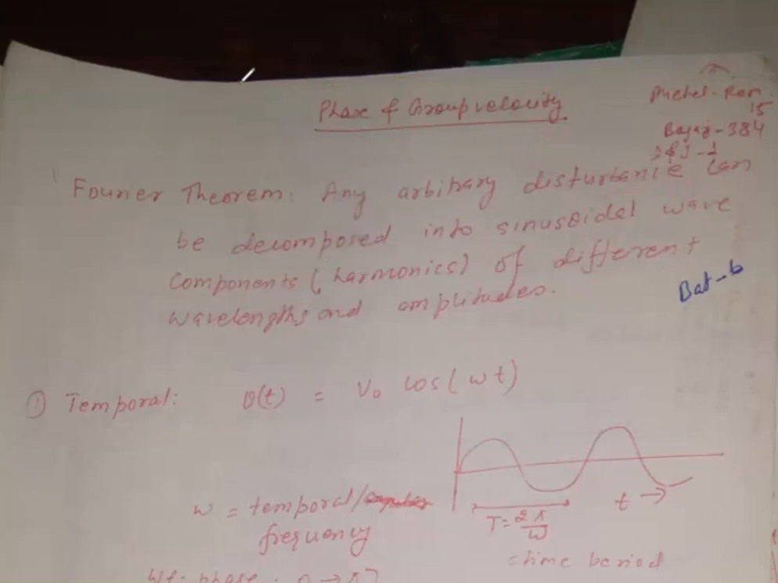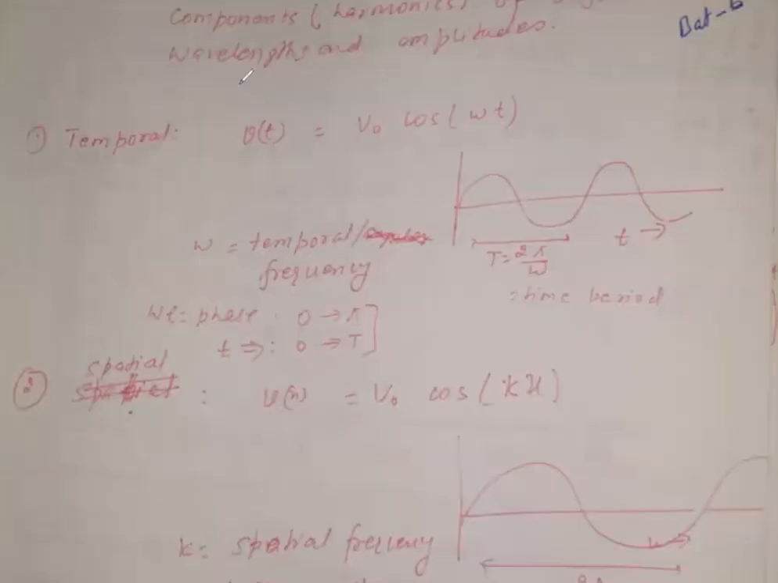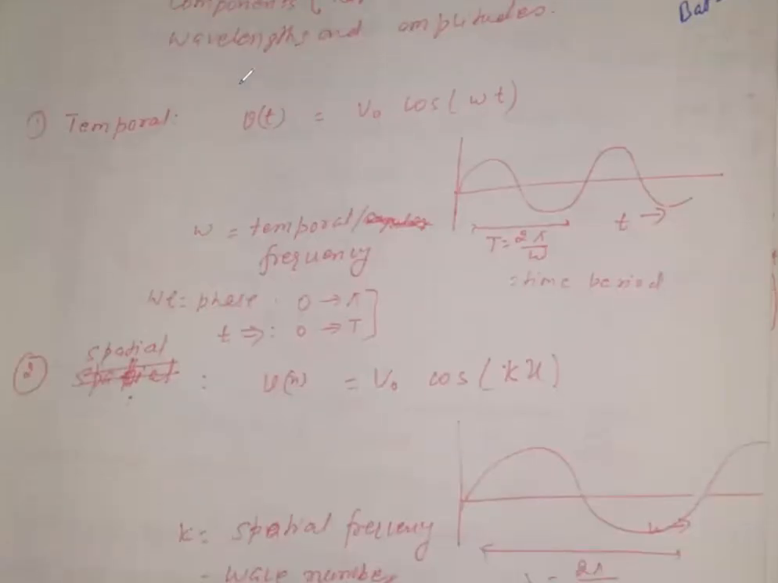A temporal function means we have something like cos omega t. Like voltage or current behavior, it will be just sine or cos. Sine and cos are considered the same. So omega is a frequency. Some books call it the temporal frequency, and we know how one can get the time period from it.